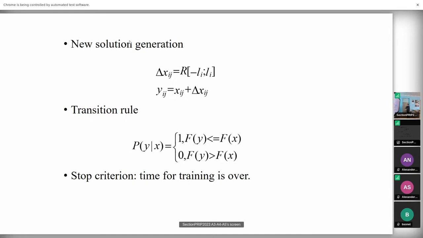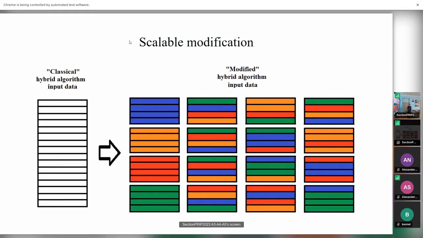Hence, the end of the iteration is a stop criterion. When the time for training is over, we stop our algorithm. Otherwise, we go to the next iteration. Please, next slide. But this algorithm is not fast enough, even with this reduction. We need to make a scalable modification to speed up the solution. How can we do this?